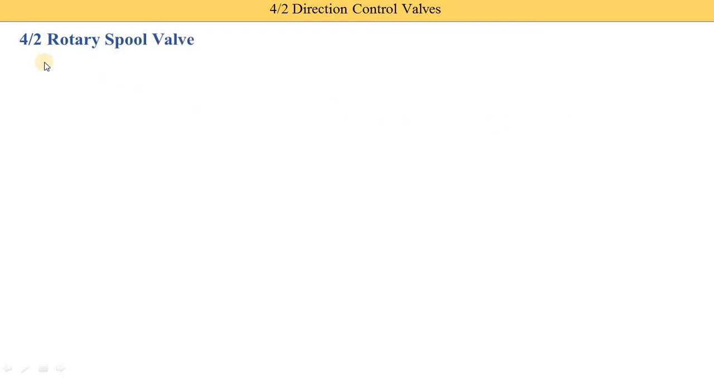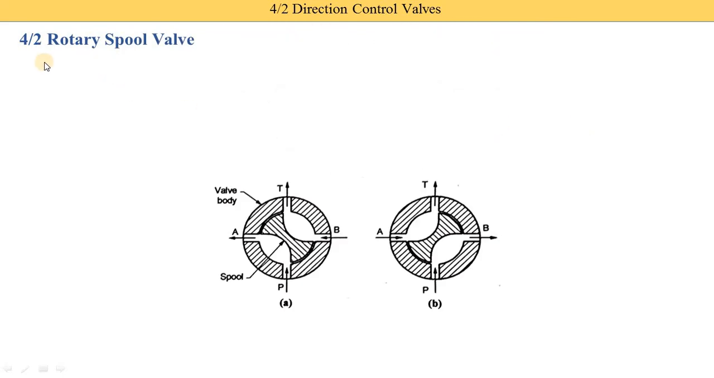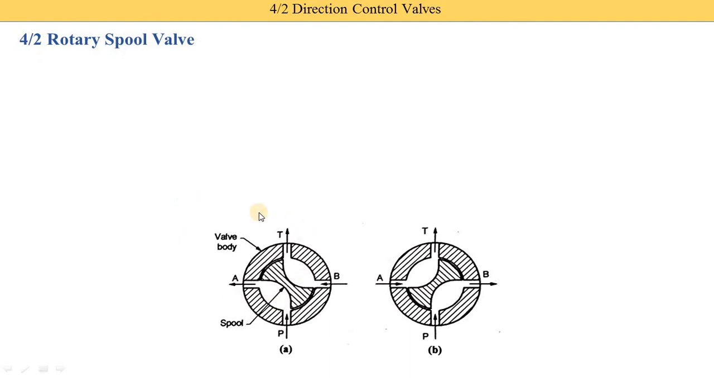Now here I explain the 4x2 rotary spool valve. Here you see the image of the rotary spool valve. Four ports are used: the A port, T port, B port and the pump port P. Here P and T are on opposite sides, and A and B are on opposite sides. Here the spool is there, and this outer part is the valve body.